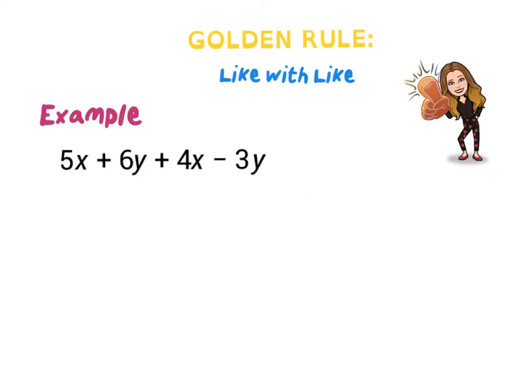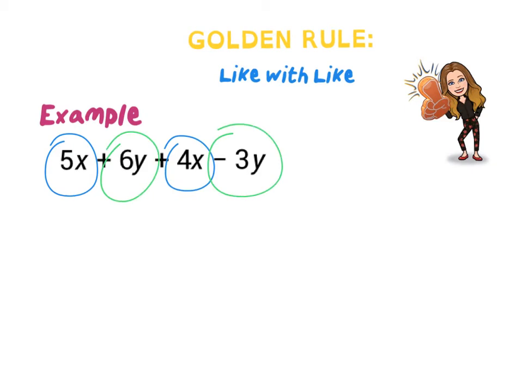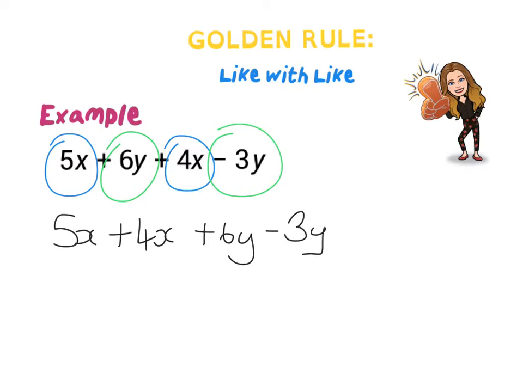There's a golden rule in algebra, and this is called equating like with like. So in order to solve this expression, we must put together terms that are similar. In this case, we have a 5x and a 4x, which both have the same variable, and we have a 6y and a minus 3y, which will also have the same variable of y. Our next step is to put these terms together. So I rewrite my expression with 5x plus 4x and 6y minus 3y, and in order to group them together, I simply add or subtract the like terms.